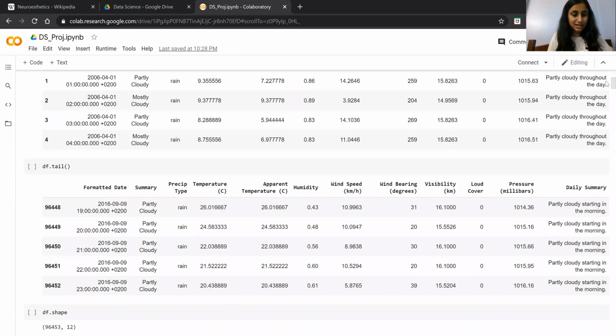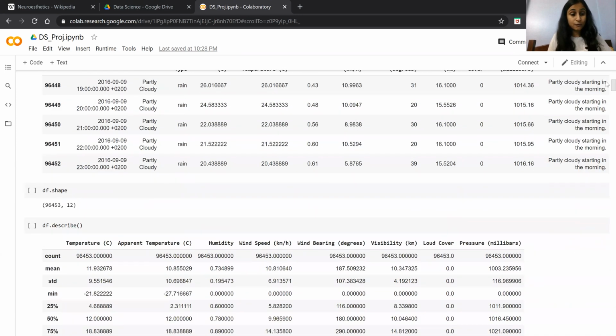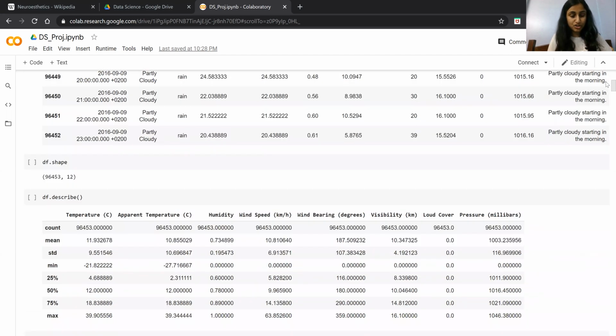The shape of our data set is 96,453 rows and 12 columns. The columns being temperature, apparent temperature, humidity, wind speed, so on and so forth till pressure.